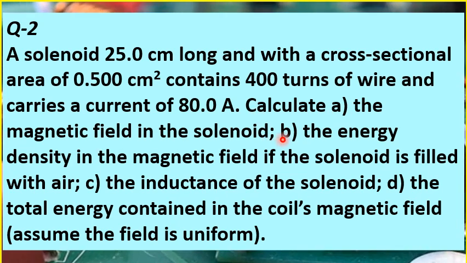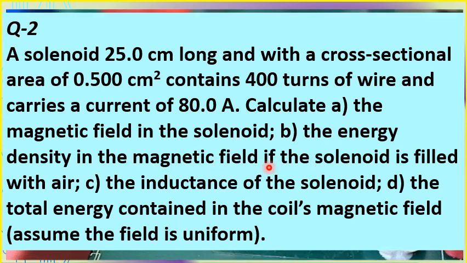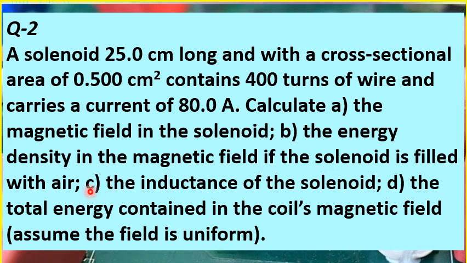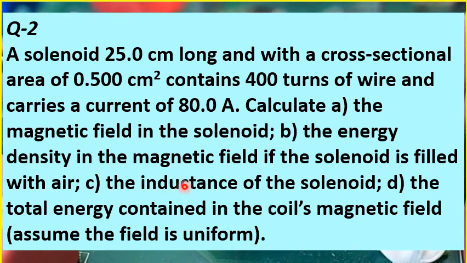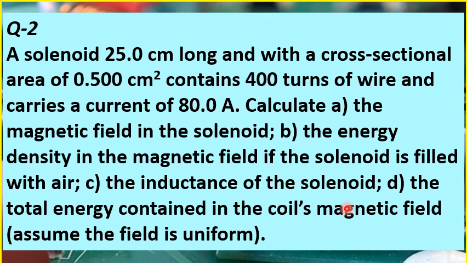Letter B, the energy density in the magnetic field if the solenoid is filled with air. Letter C, the inductance of the solenoid. Letter D, the total energy contained in the coil's magnetic field, assuming that the field is uniform.